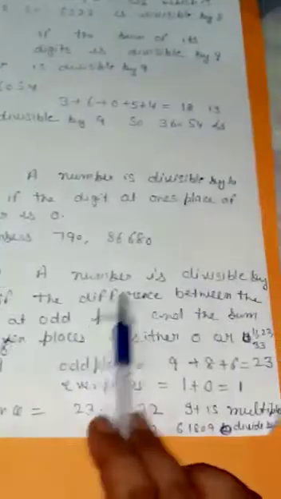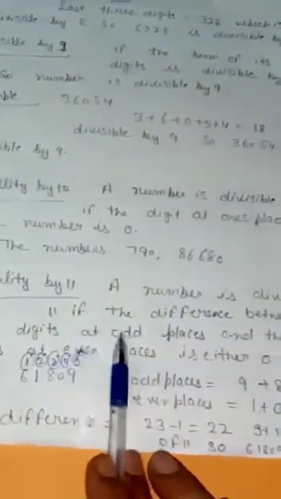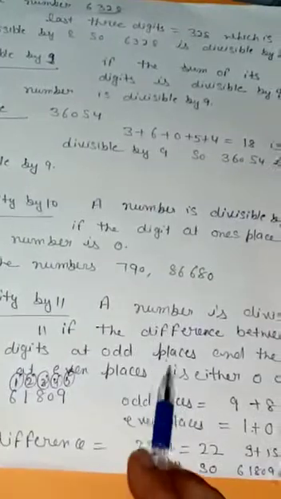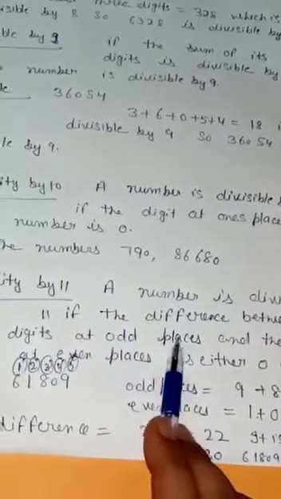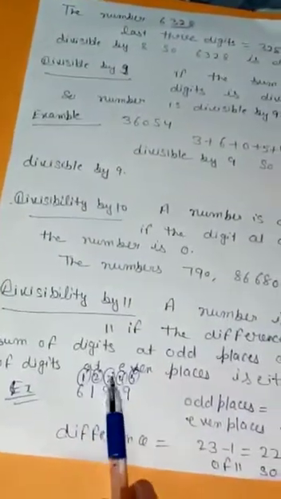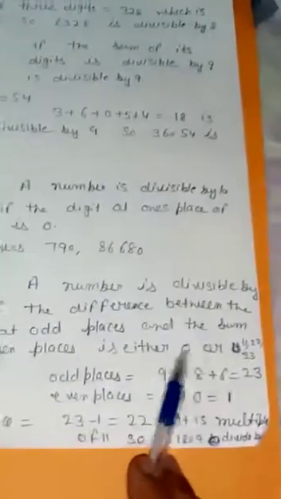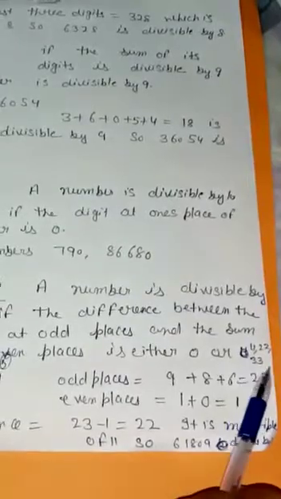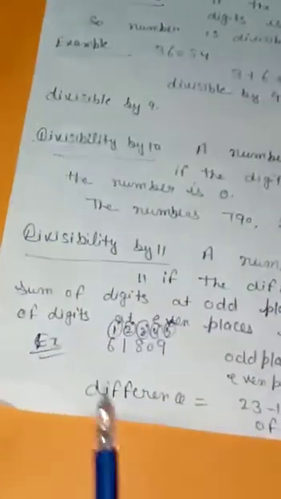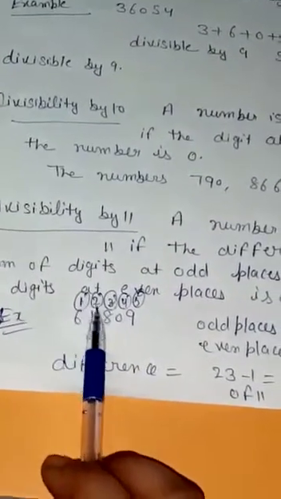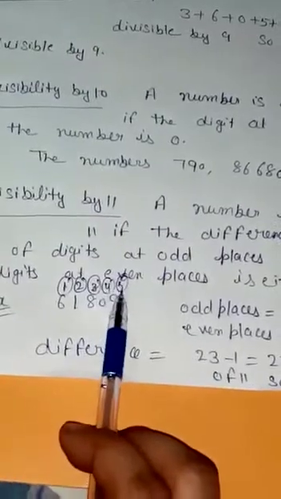Divisibility by 11. A number is divisible by 11 if the difference between the sum of the digits at odd places and the sum of the digits at even places is either 0 or a multiple of 11: 11, 22, 33, 44, and so on. Now this number is 61809. This is the 1st place, 2nd, 3rd place, 4th place, 5th place.